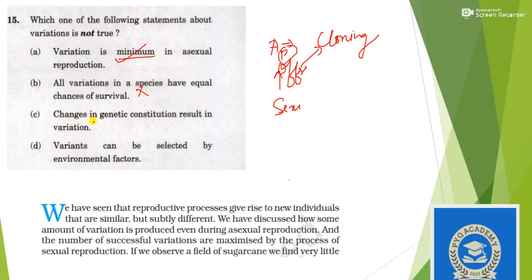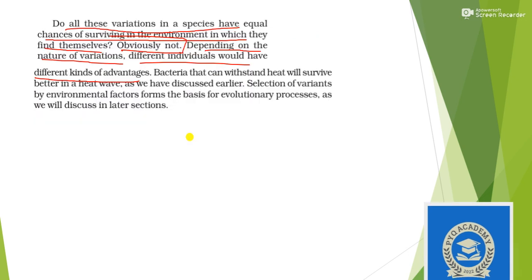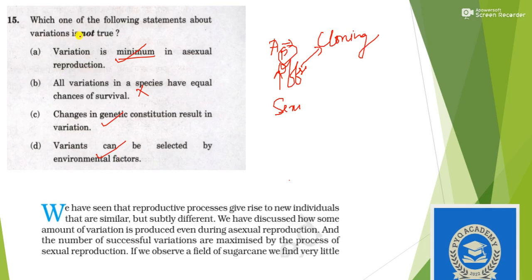So changes in genetic constitution result in variation. Yes, the variation will depend upon the genetic constitution, and variants can be selected by environmental factors. Yes, this is also true. This is also directly given here that selection of variants by environmental factors forms the basis of various evolutionary processes. Okay, so the question was asked about not true, so our answer is option B.